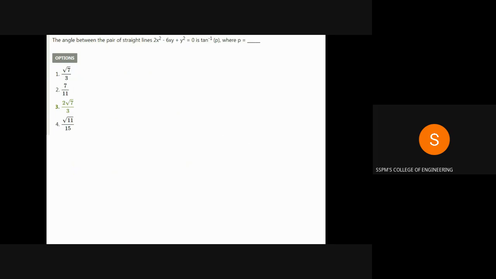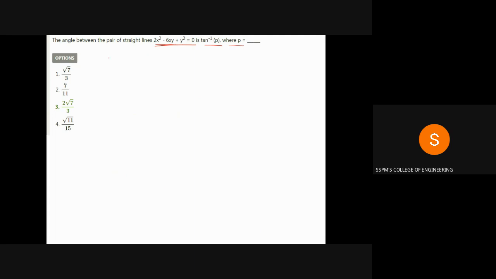Given the angle between the pair of straight lines is tan inverse p. See, an equation of a pair of straight lines is given, and the angle between them is tan inverse p, where p is equal to what? So we have to find p. So we have already learned how the angle between two lines is given.